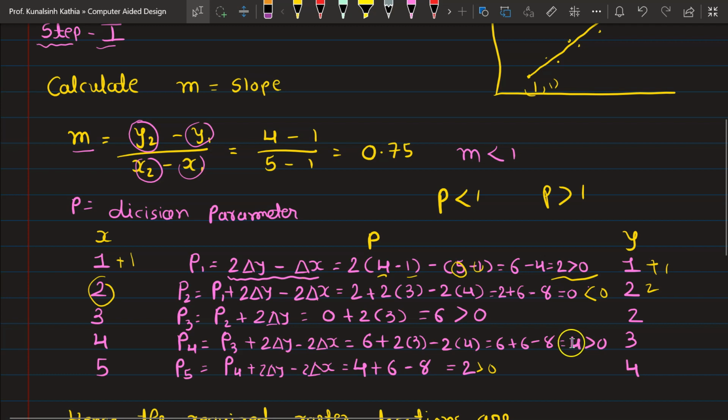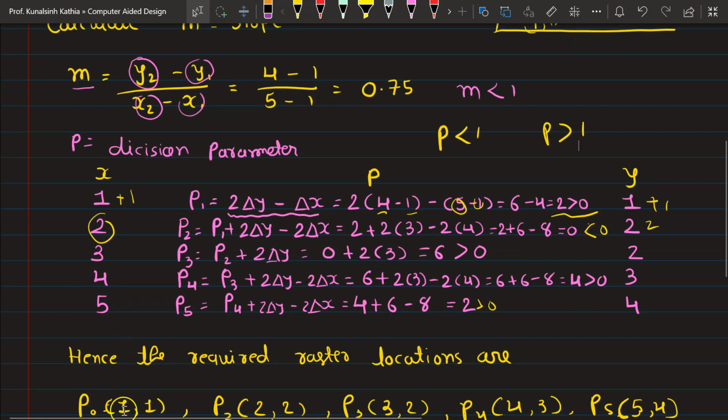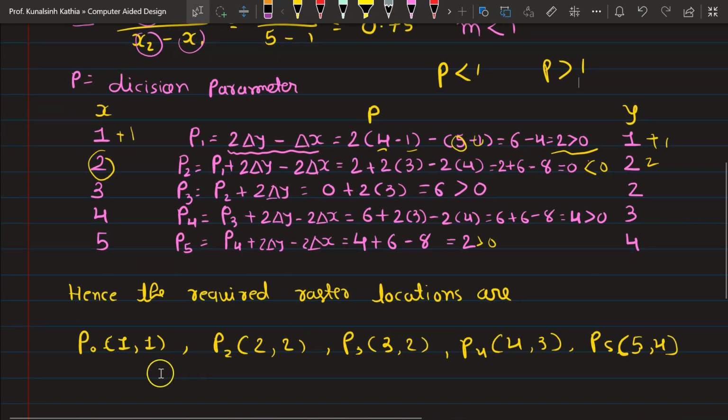Here it is also positive, hence again I will add plus 1 in x and plus 1 in y. You can notice here that the last end point we wanted was 5 and 4, which I am getting here. So here my Bresenham's algorithm ends, and these are the values which I wanted to generate. The final answer is: P0 is 1 and 1, P2 is 2 and 2, P3 is 3 and 2, P4 is 4 and 3, and P5 is 5 and 4, which I have listed here.